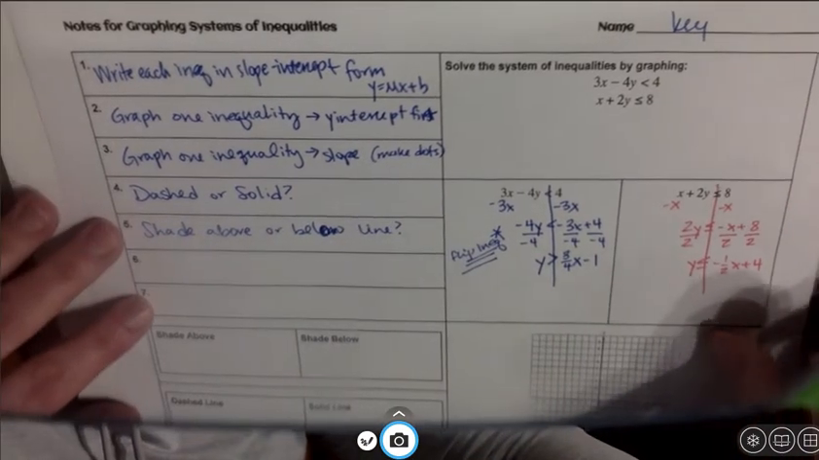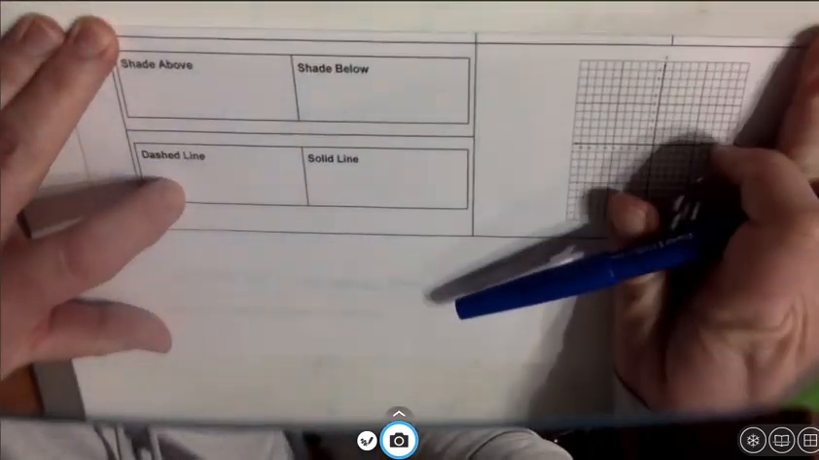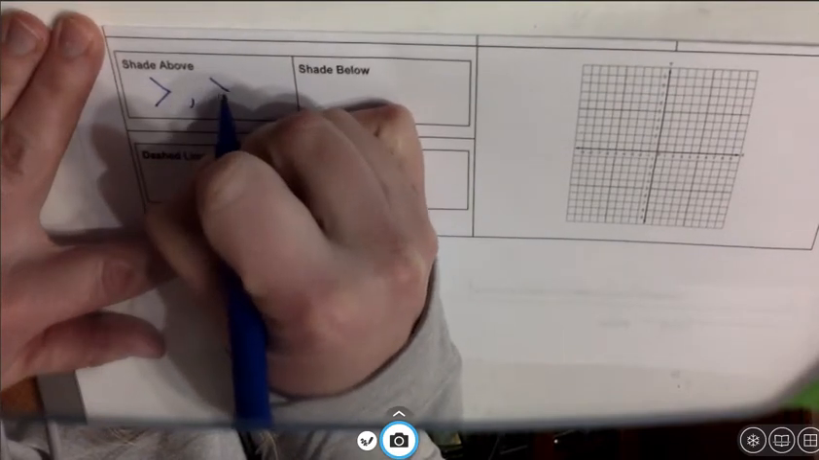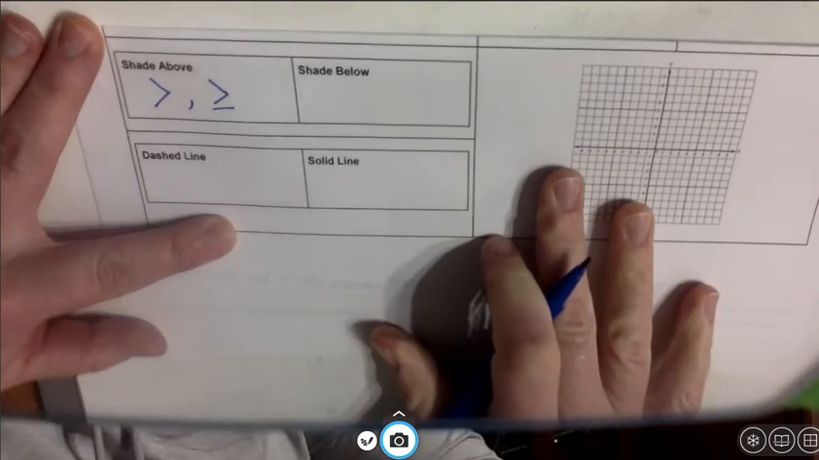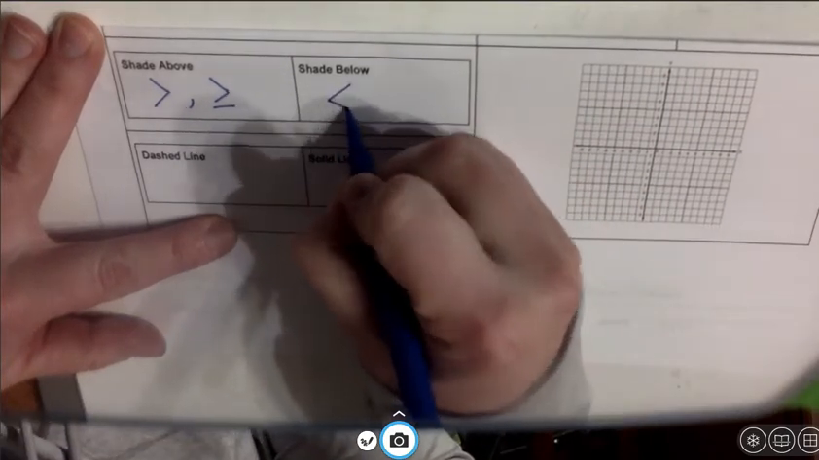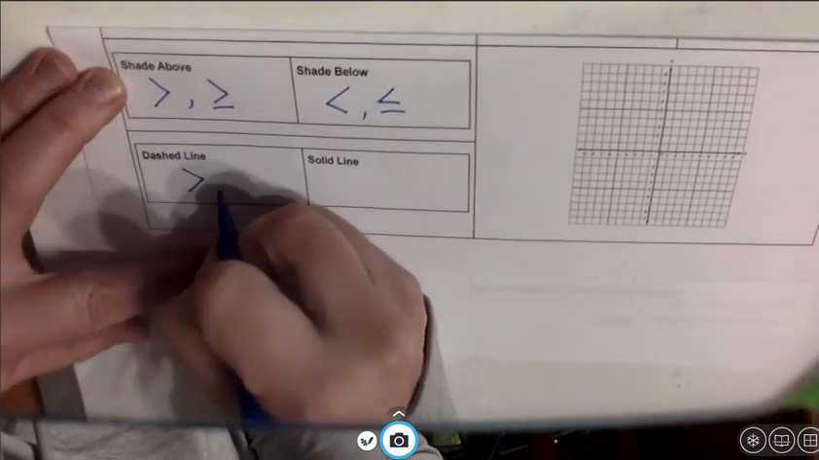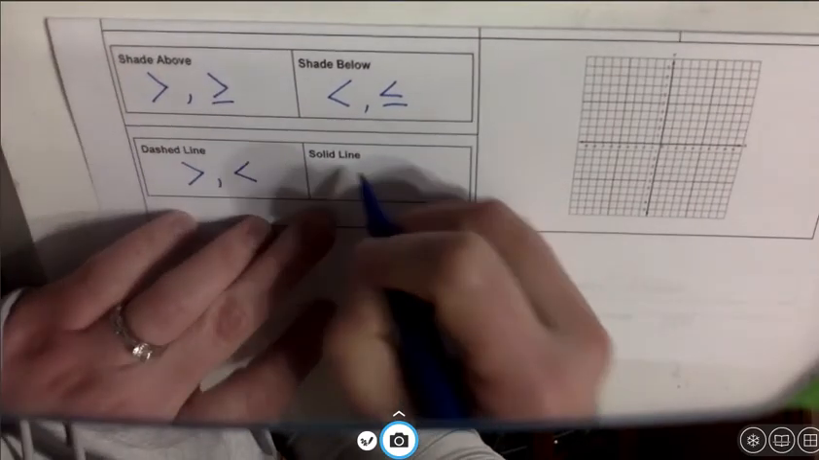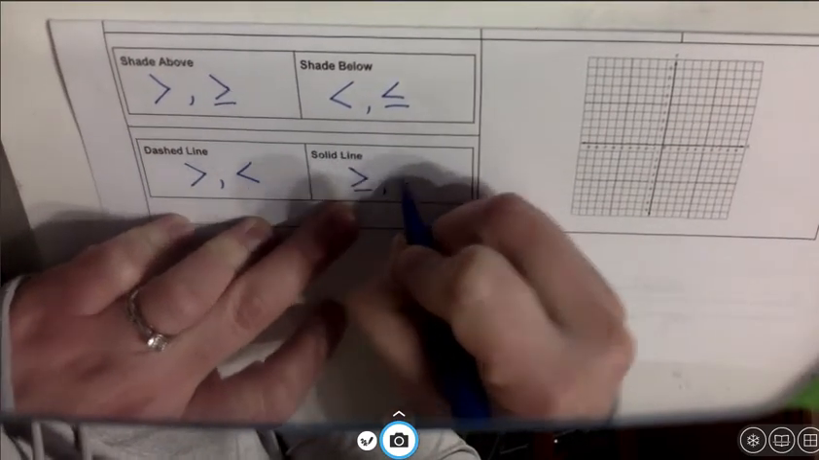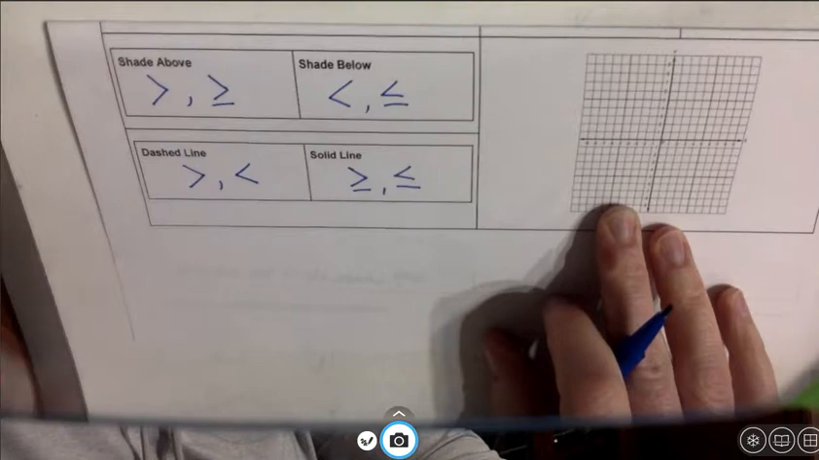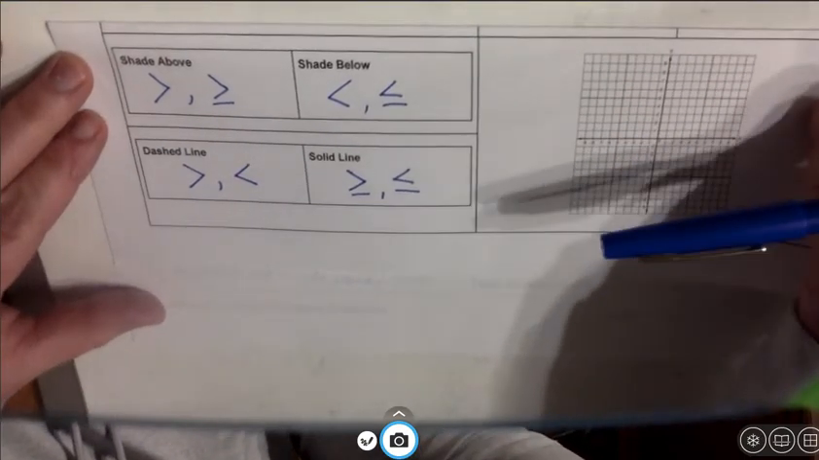Now, let's remind ourselves what we do if we want to shade above or below. I'm going to change up this view so we can see this a little better. If I'm going to shade above, I want to see inequality symbols that look like this: greater than or equal to. If I want to shade below, I want to see less than or equal to signs. If I have a dashed line, I want to see those less than or greater than symbols. And if it's a solid line, I want to see those equal to's underneath them. That's just a quick reminder for me. I highly suggest you have this on a note card if you ever take a test on this. It's super helpful to have all that information.